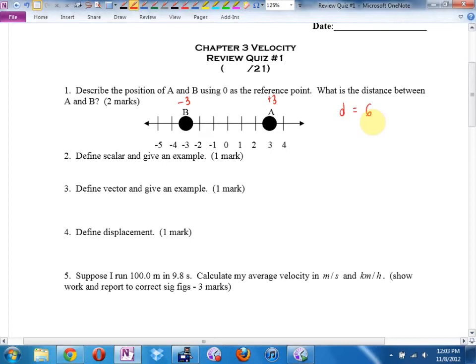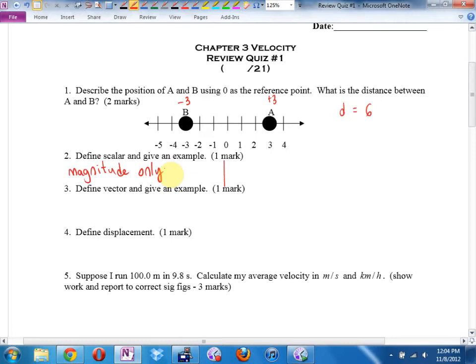Number 2 says define scalar and give an example. Half mark for the definition, half mark for the example. Definition, if you said something like magnitude only. In fact, a scalar has magnitude only. Any other weird definitions you want to try? Yep. Direction. Sure.